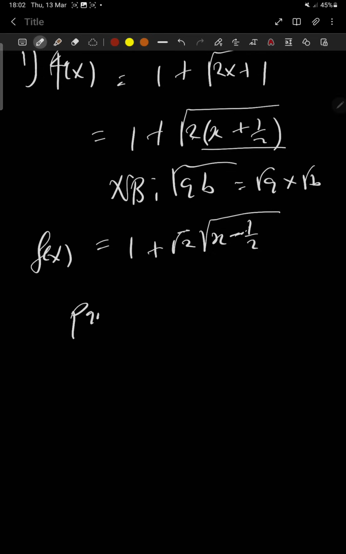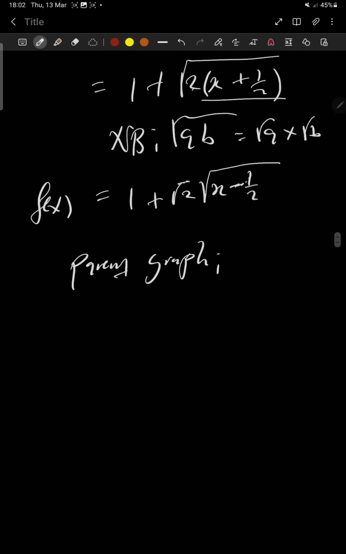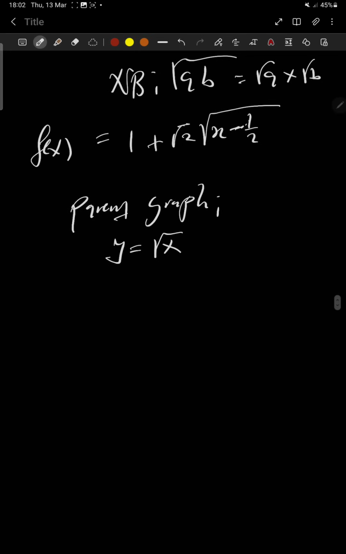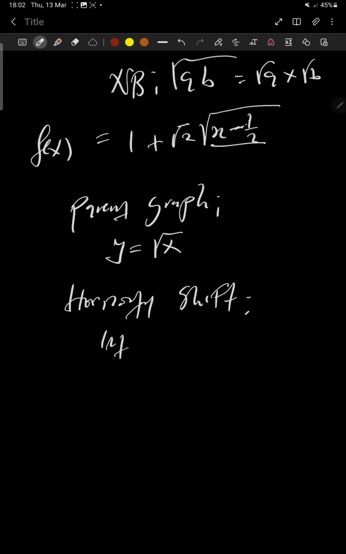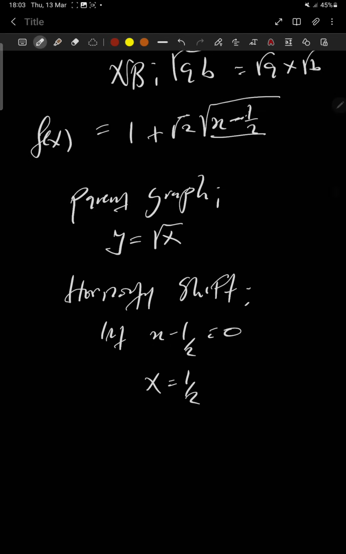Your first data is your parent graph. For the parent graph, you look at the state of x: x is inside the square root. So that's the parent graph. After that, you look at the horizontal shift. What do you do with the horizontal shift? You equate this to 0. Let x plus 1 over 2 be equal to 0, and x will be equal to negative 1 over 2.